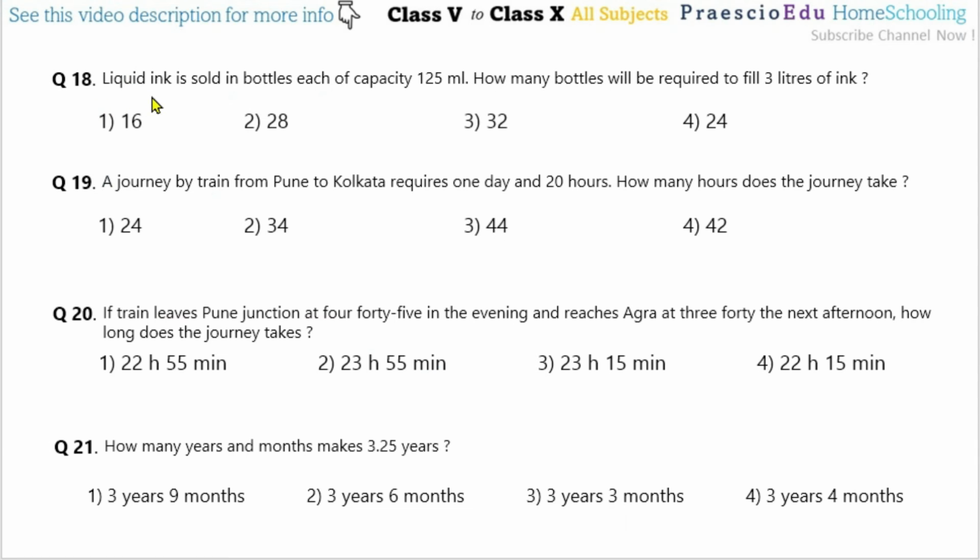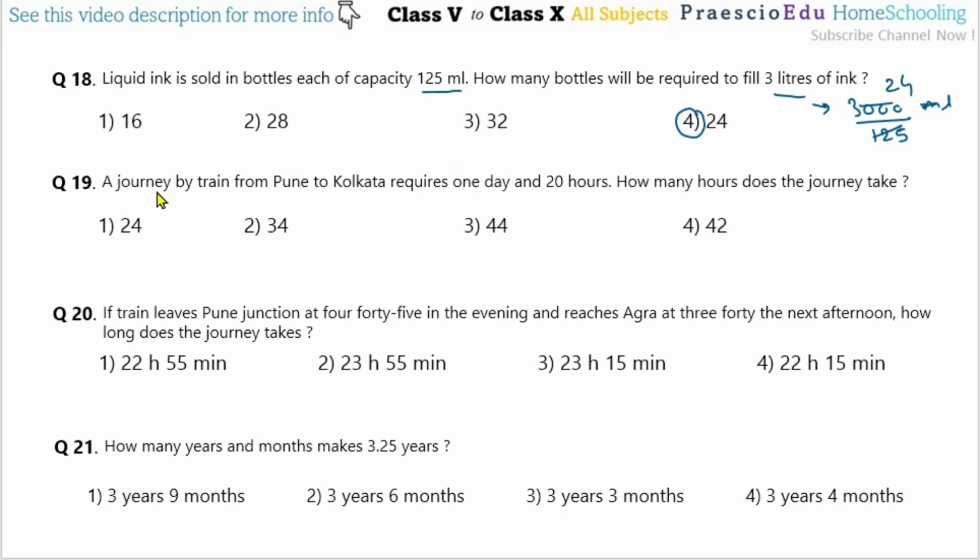Then question number 18: liquid ink is sold in bottles, each of capacity 125 ml. How many bottles are required to fill 3 liters of ink? So 3 liters means we can say 3000 ml, because 1 liter is equal to 1000 ml. So divided by 125, after this division you will get 24. So 24 is the number of bottles, given in option number 4.